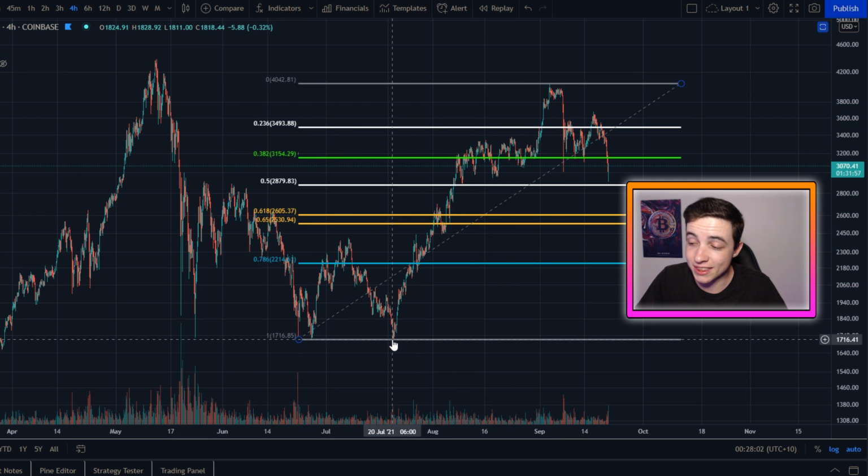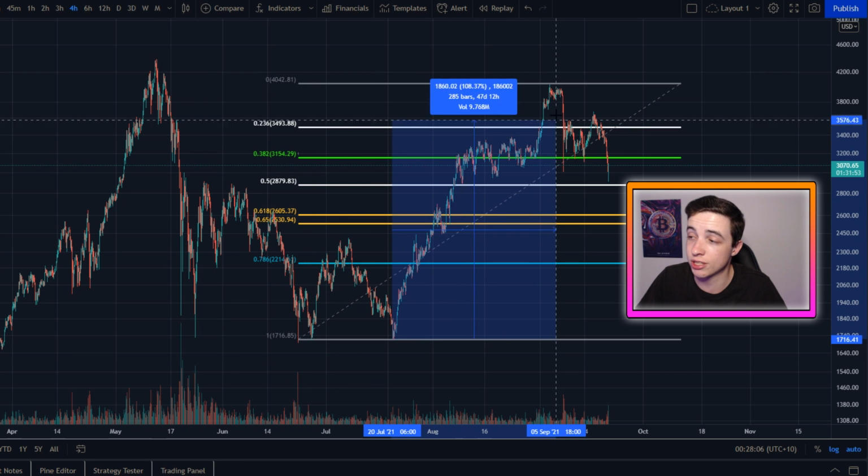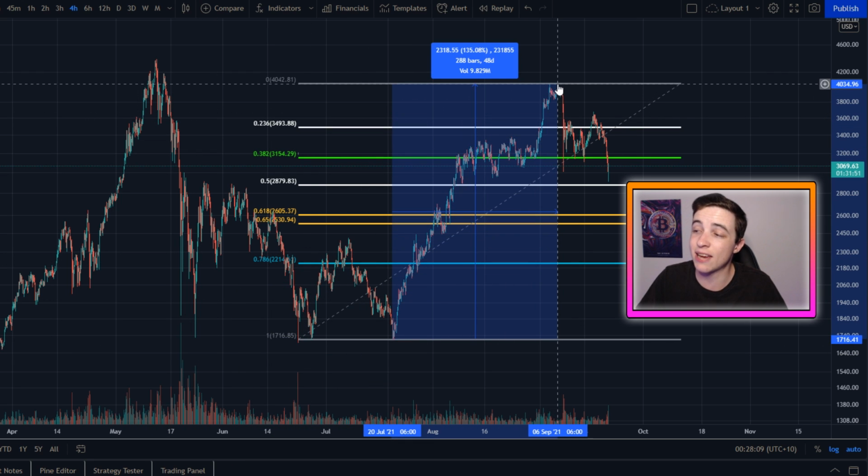In fact, measuring out that next Ethereum move after we reached that golden pocket bottom down at $1,700, the next move was a 135% move to the upside.